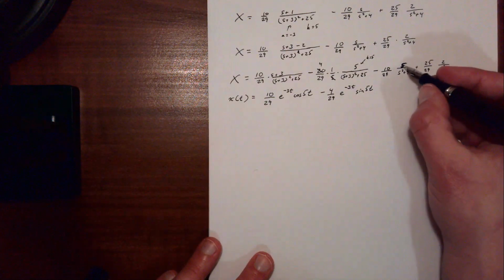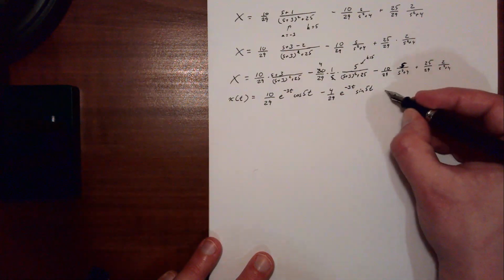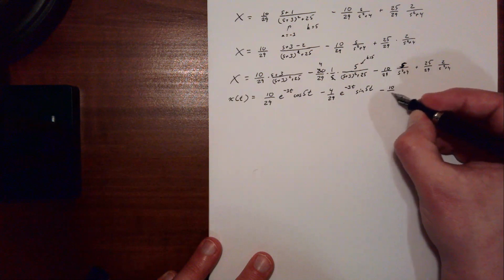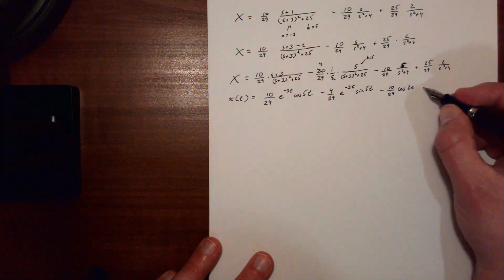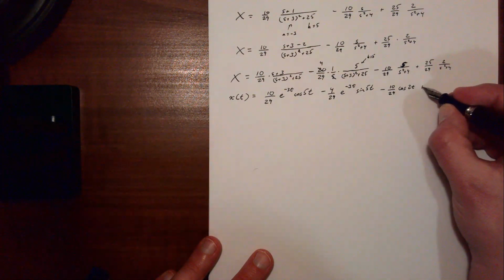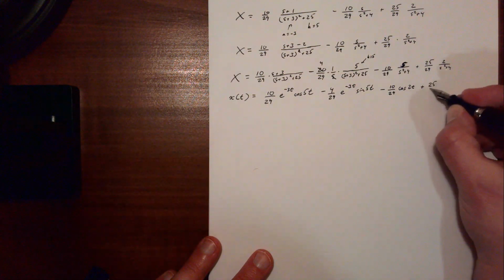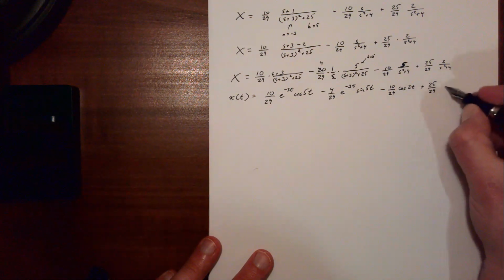Here, this is an s, so this matches cosine, which makes it 10 over 29 cosine 2t. And then right here, what we have is a 25 over 29, and this matches sine, so it's sine 2t.